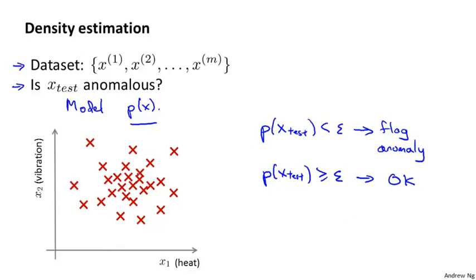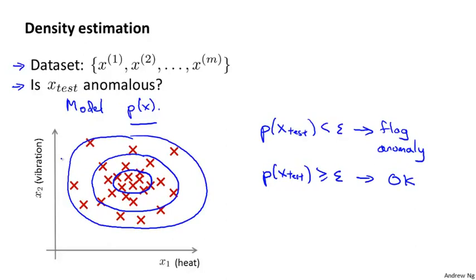And so given a training set like that plotted here, if you build a model, hopefully the model P of X will say that points that lie somewhere in the middle have pretty high probability, whereas points that are a little bit further out have lower probability, points that are even further out have somewhat lower probability, and a point that's way out there would be an anomaly.